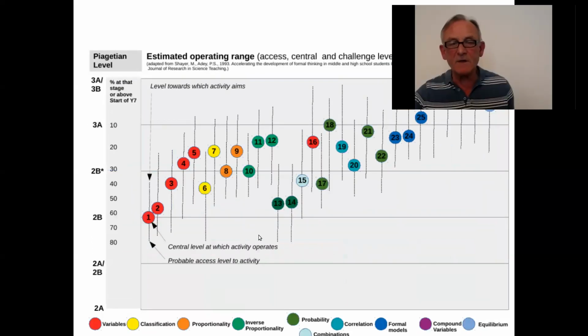When we come to inverse proportionality, there's quite a steep curve. Now, many students are struggling to get to even the target level.